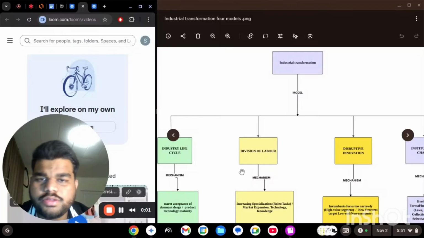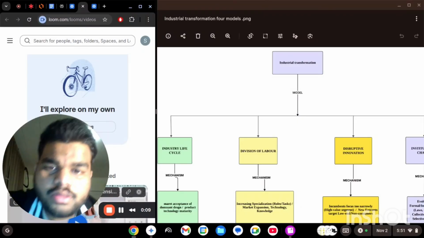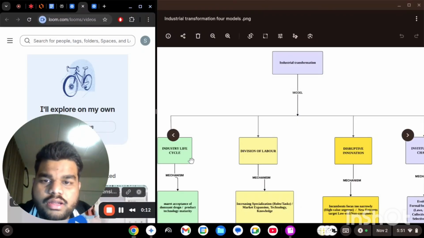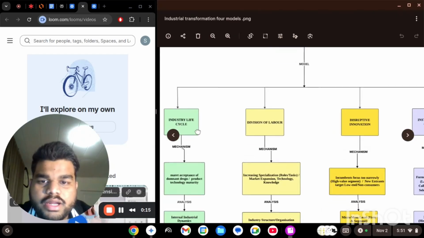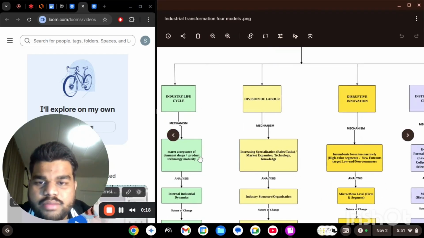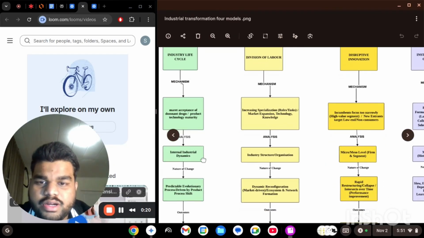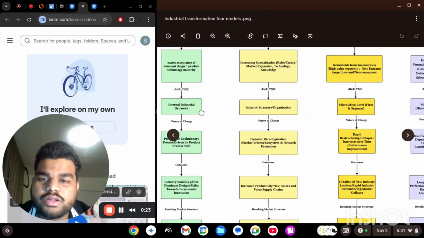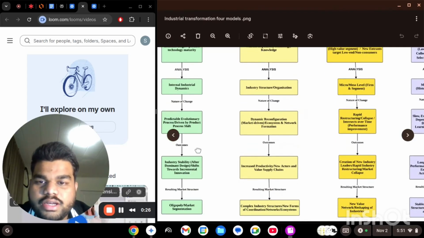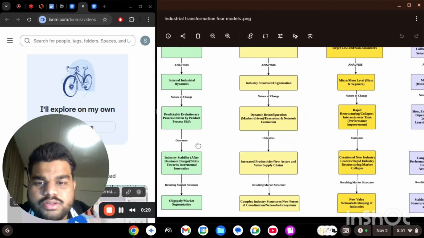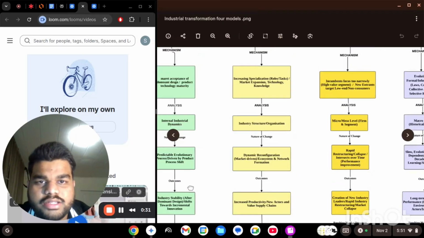I'm Shashank Reddy. In this video, I'm going to talk about 4 industrial transformation models and 9 concepts illustrated with a new framework, which was done by me. The first one is industrial life cycle. Its mechanism is market acceptance, and the analysis is internal dynamics, industry dynamics. The nature of change is predictable, evolutionary, and process driven by product shift. Its outcomes are industry stability, an oligopoly market structure, and it can lead to market segmentation.